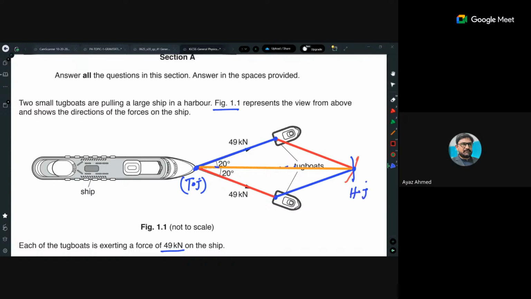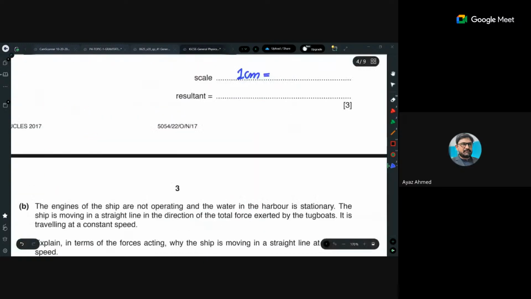And then you have to measure that, okay, it is 1, 2, 3, 4, 5, 6, 7, 8, and so on. So then you will multiply it with the scale. Is it clear to all? Yes, sir. I believe with practice, inshallah, you people will be perfect in these questions.